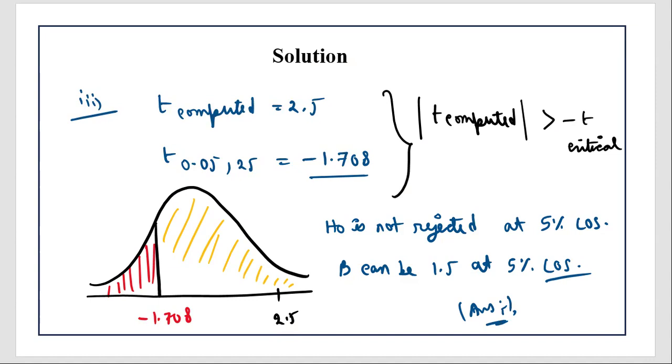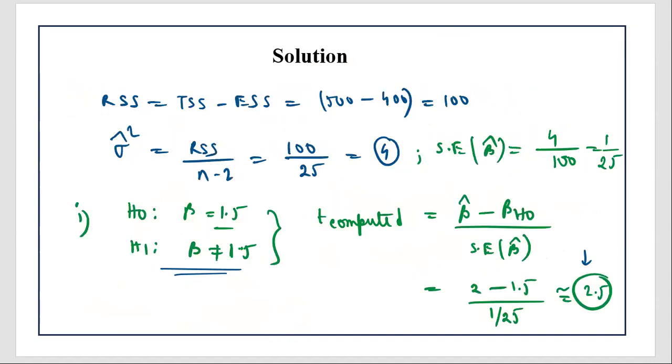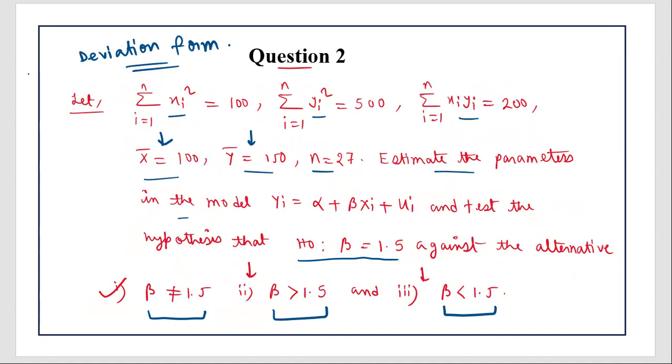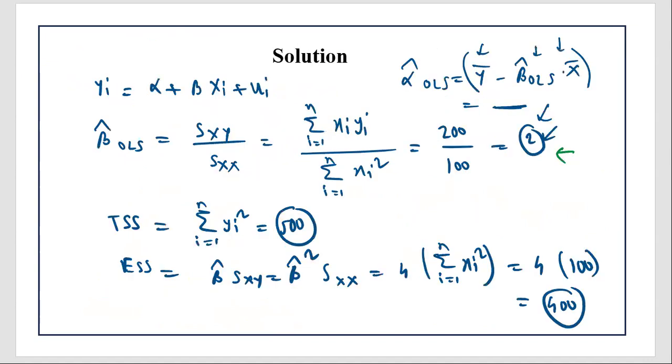So here we have done two numerical questions on CLRM. Let's do a quick recap of the question number 2. Here the only intention of giving this question is to show you how to work with the deviation form. Previous question was with the original variables, with the original data form, and now this question is using the deviation form, and this is how you solve it.